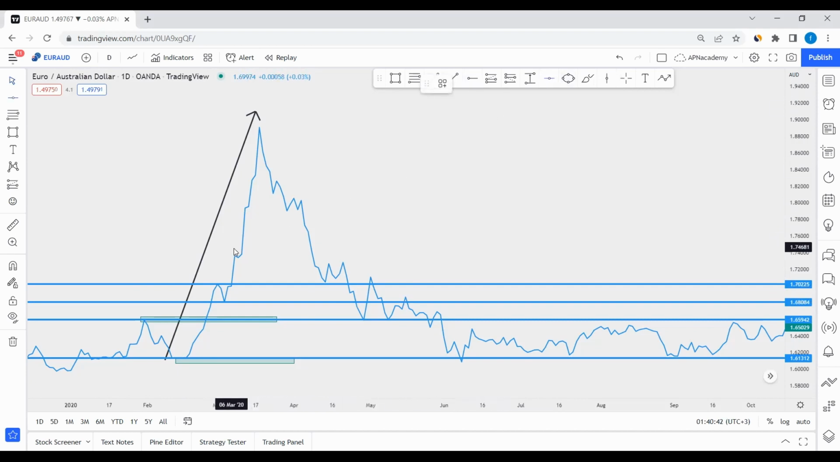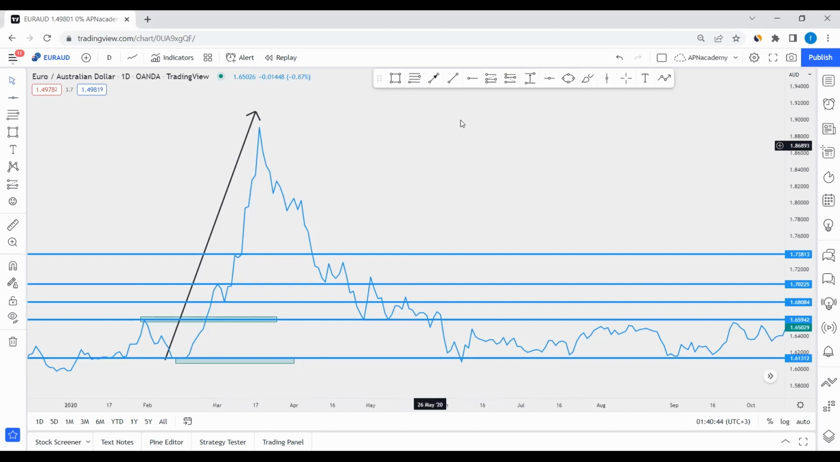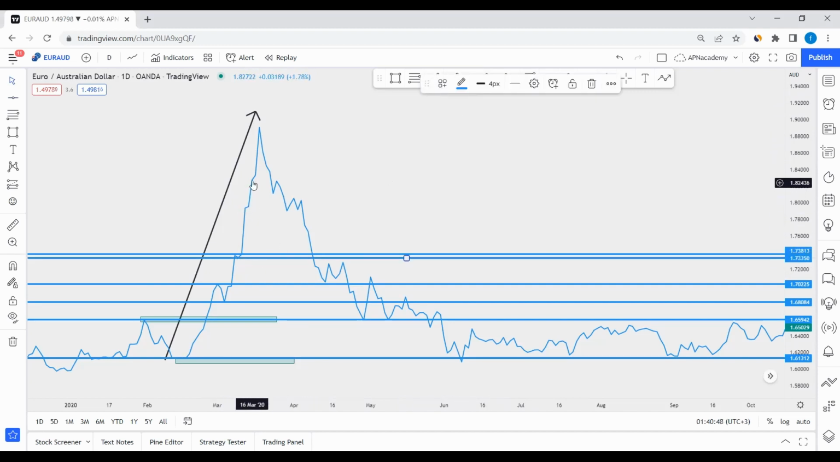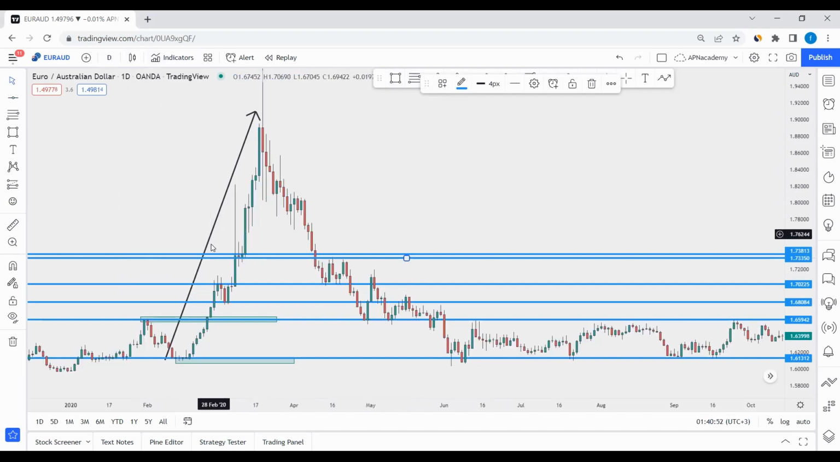Then again, the market came and turned from here, right? The market again came and turned from here. Again, we have a turning point here, right? So when you go back to candles, you'll clearly see that these were turning points. The market came and made the high. Let me just show you here.